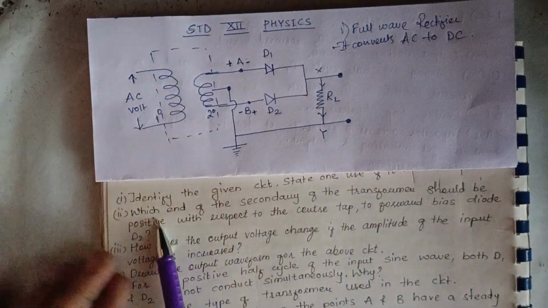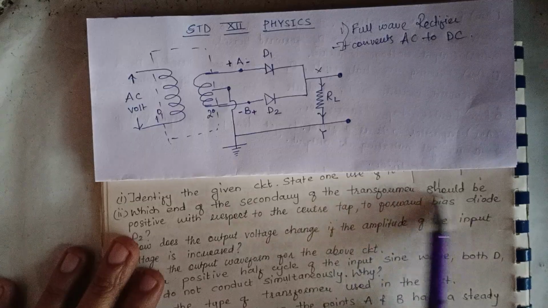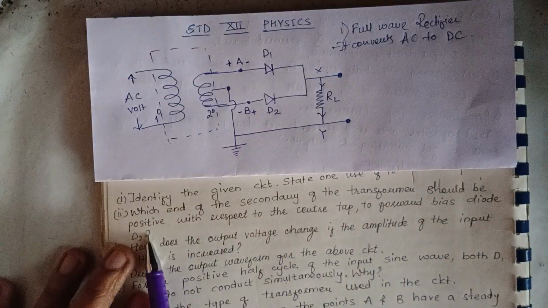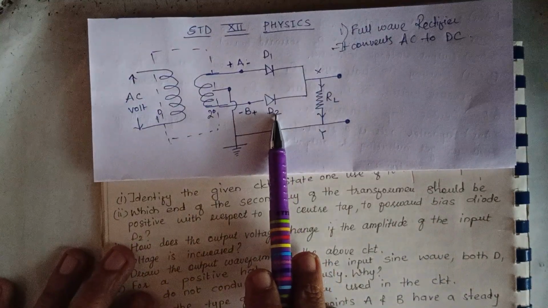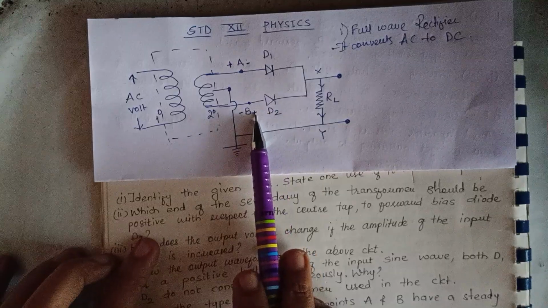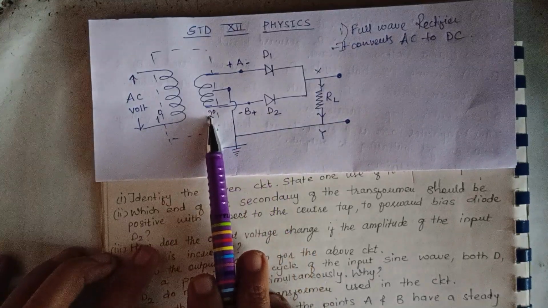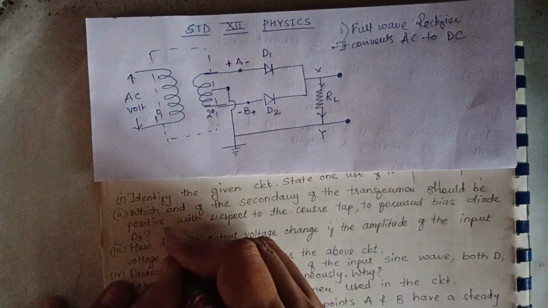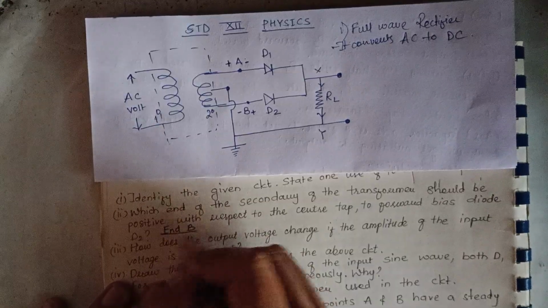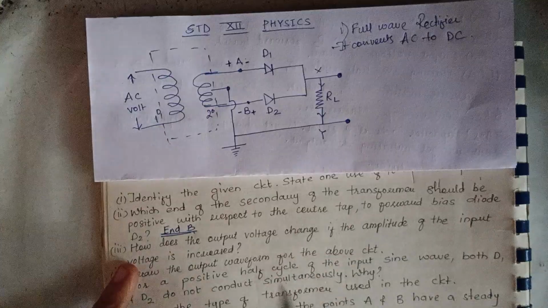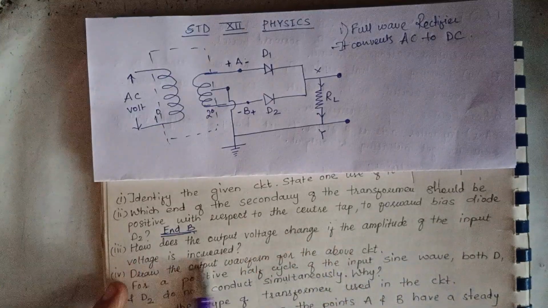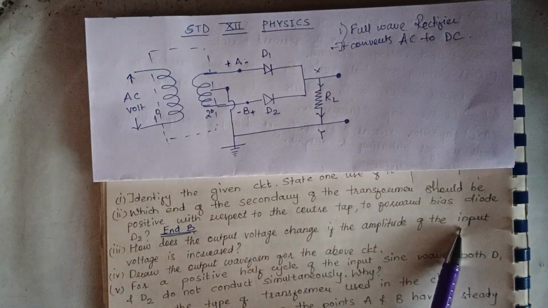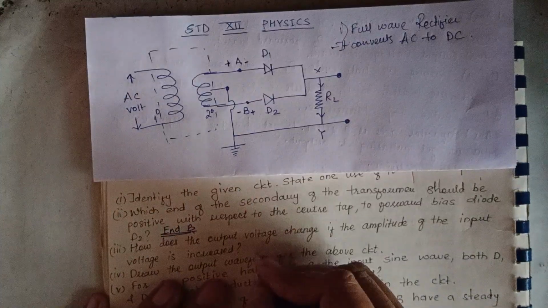So the question is which end of the secondary of the transformer should be positive with respect to the center tap to forward bias diode D2. To forward bias diode D2, we have to connect the positive end to the secondary of the transformer, that is B point. So end B. How does the output voltage change if the amplitude of the input voltage is increased? If the amplitude of input voltage is increased, the output also increases.